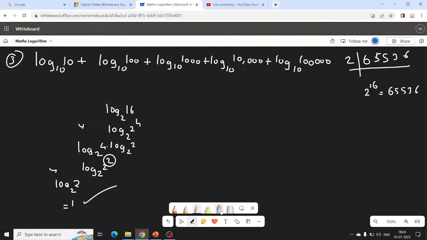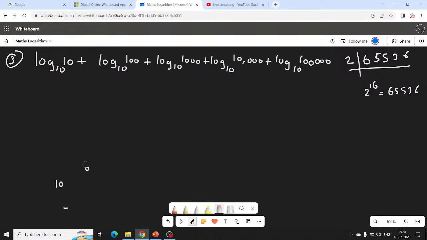Wait, wait, let them do it. Easy, everyone should get it. Yes, okay.